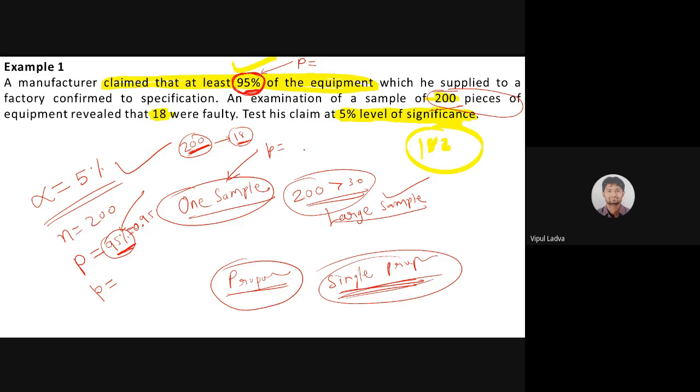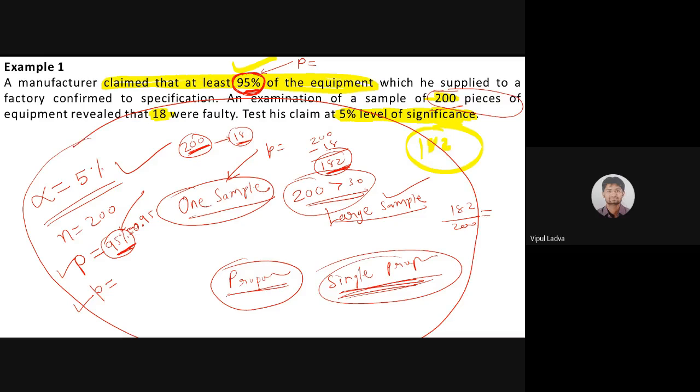So I need to identify the number of good items out of that 200, then 200 minus 18, so it will be 182. And I need to identify 182 is what percentage of 200. It is quite easy, 182 divided by 200. So that fraction will give me the proportion related to sample. That's it. And once we are having the proportion related to population and the proportion related to sample, we are good to go. That's it. So this is the way you can identify.